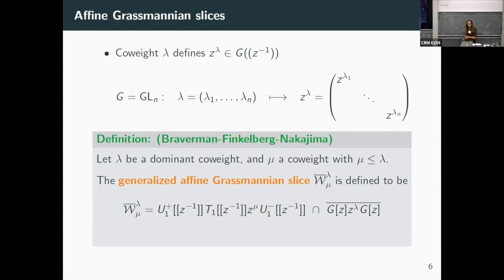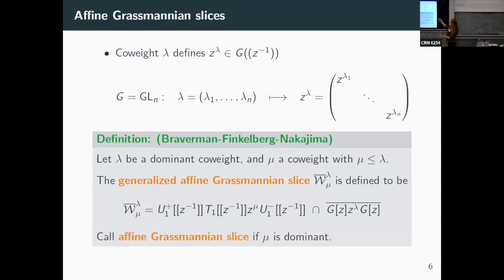Also, the affine Grassmannian. Yes, I'll come to this in a moment. There is an important thing: I sneaked this word generalized in here. Just a final comment is, if mu and lambda are dominant, then we remove the word generalized, and it's just an affine Grassmannian slice. This is where the connection to the affine Grassmannian really comes in. I'll come back to that point though. Thank you for the question.